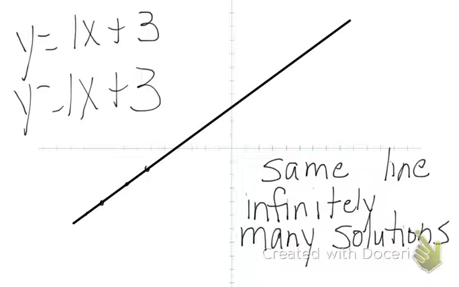Do not get that mixed up with all solutions. All solutions mean every point on the whole entire grid, where infinitely many solutions means only the points on the line.